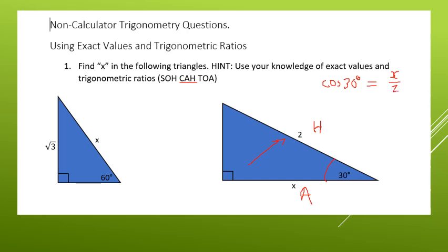My exact values, I need to know these off by heart. Cosine of 30 degrees is root 3 divided by 2. So root 3 divided by 2 is equal to x divided by 2. And if these statements are true and equal, then the only way they can be true and equal is if x is equal to root 3.